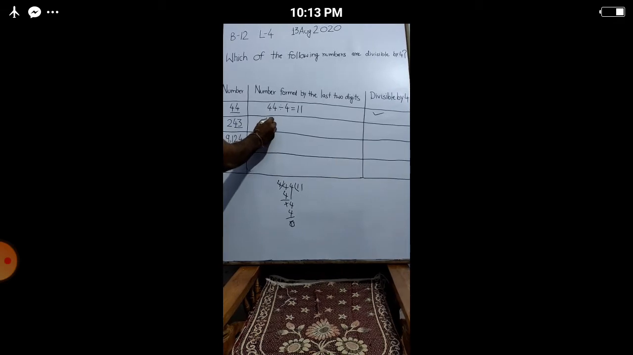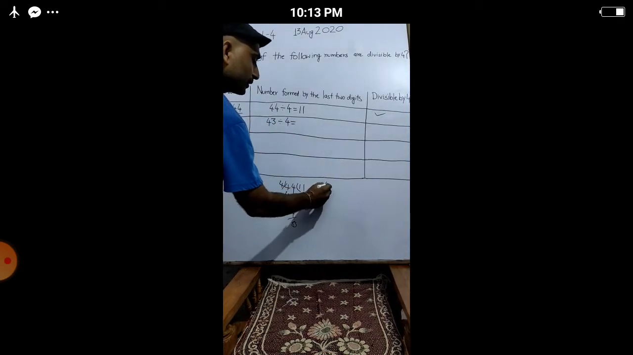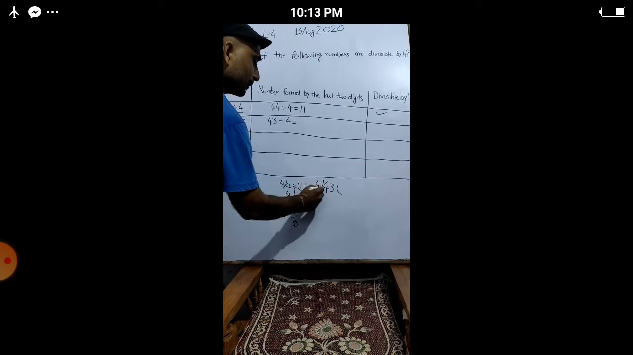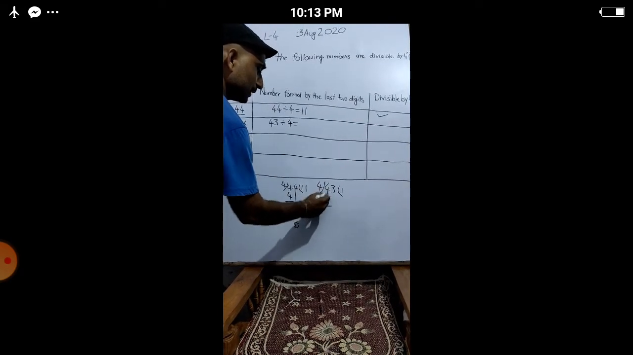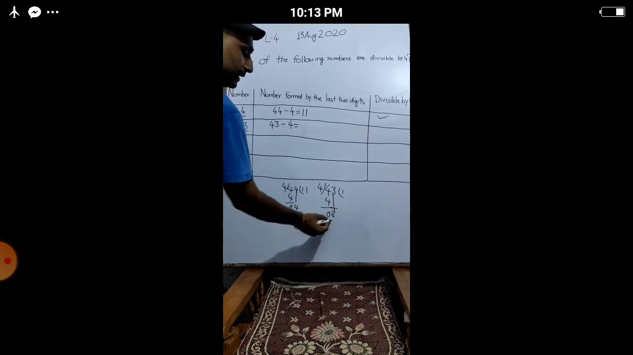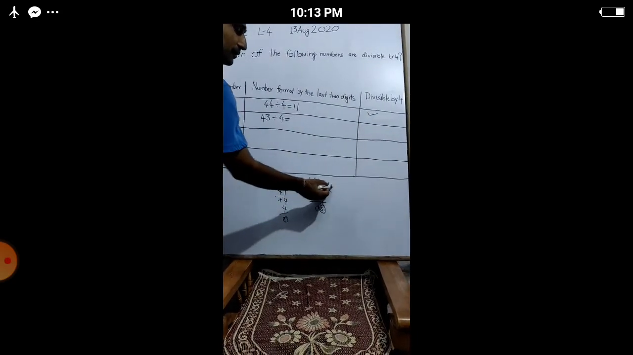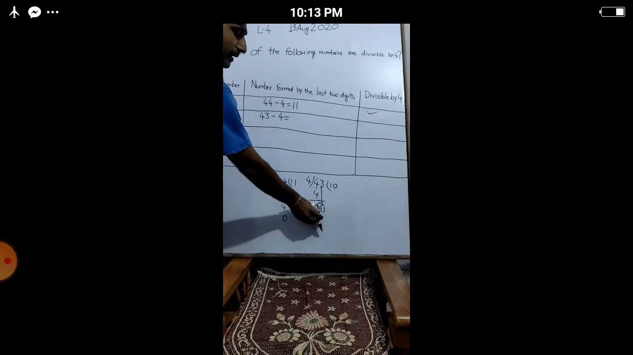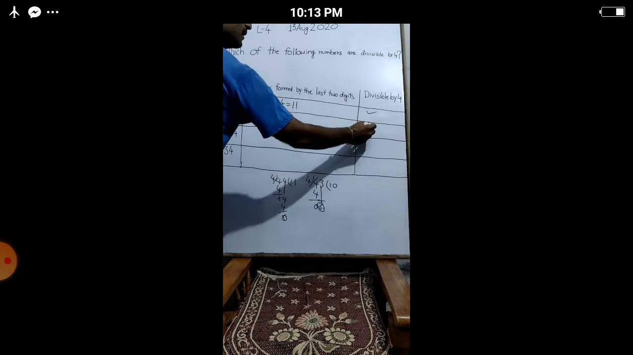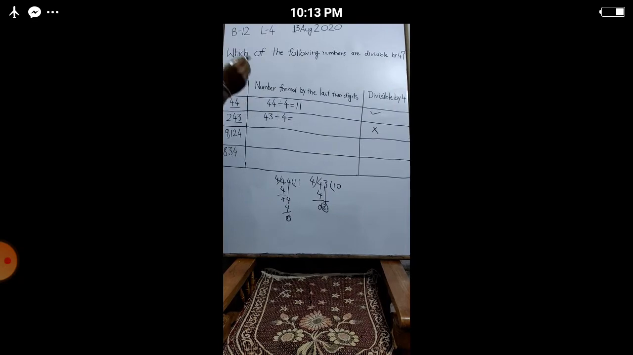Second number, 243. Then we have to check 43. Is 43 divisible by 4? 4 ones are 4, here will be 0, and 3 remains. Children, here there is a remainder, since 3 is less than 4. So 243 will not be divisible by 4.